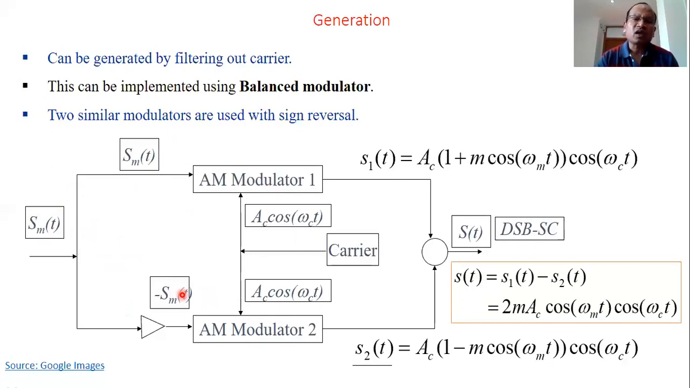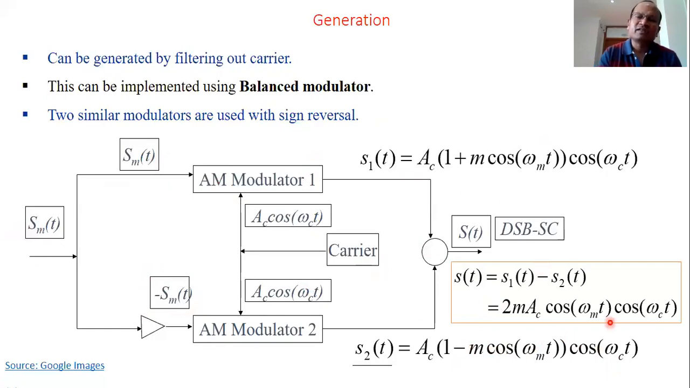So what will be the output of AM modulator 1? AC into 1 plus M cosine omega MT, cosine omega CT. We know this is the standard expression of an AM modulator, when this is the message signal and this is the carrier signal. And when we use the message signal after sign reversal, we get the signal as 1 minus M cosine omega MT, whole multiplied by cosine omega CT.